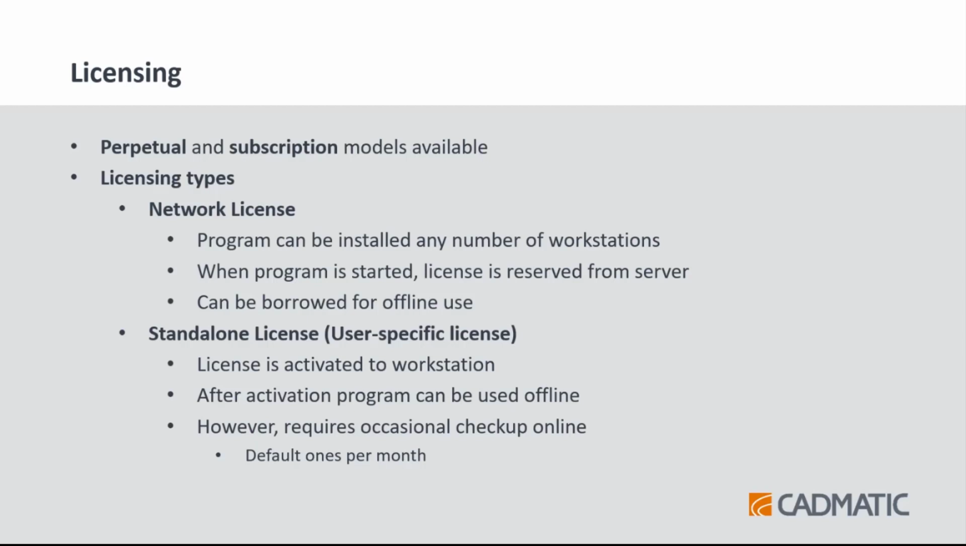Think quickly about our licensing. We have perpetual and subscription models available. The licensing types are network license, where the program can be installed on any number of workstations, and the license is reserved when the program is opened and freed when the program is closed. The license can also be borrowed for offline use. Then we have the standalone license, where the license is activated to a workstation, and you can use the program offline, but it requires an occasional checkup online.